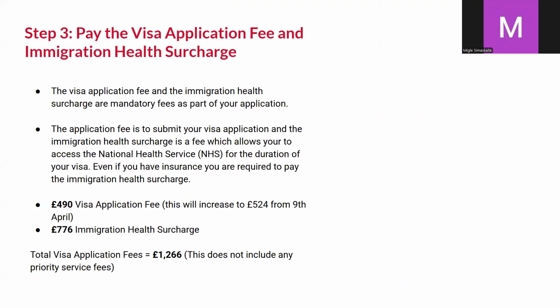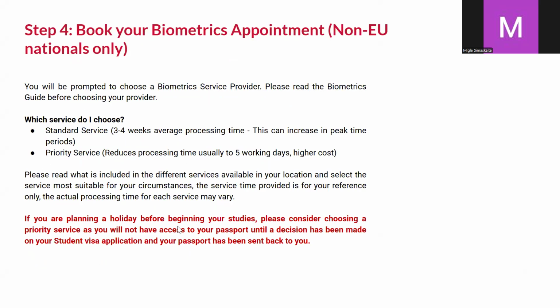Please note that you would have to pay this fee even if you have your private health insurance set up. The visa application fee is about £524 and the health surcharge is £776, coming up to a total of £1,300, unless you would like to pay for priority service, which is an additional £500. But you should only pay for the priority service if you've discussed the option with your visa compliance officer and if your visa compliance officer feels like this is something that would benefit your situation.